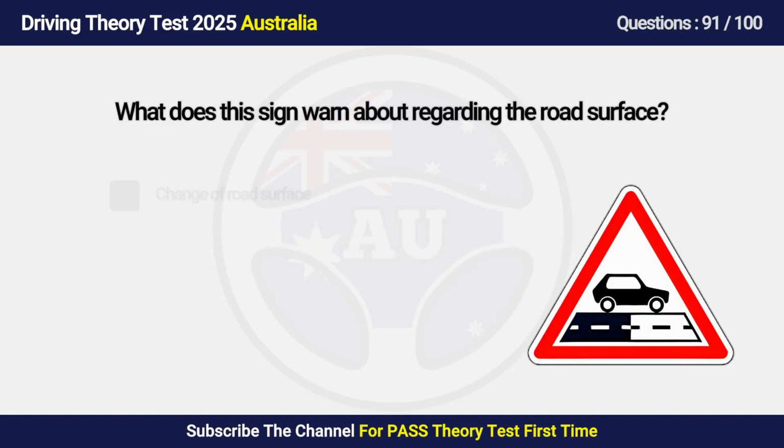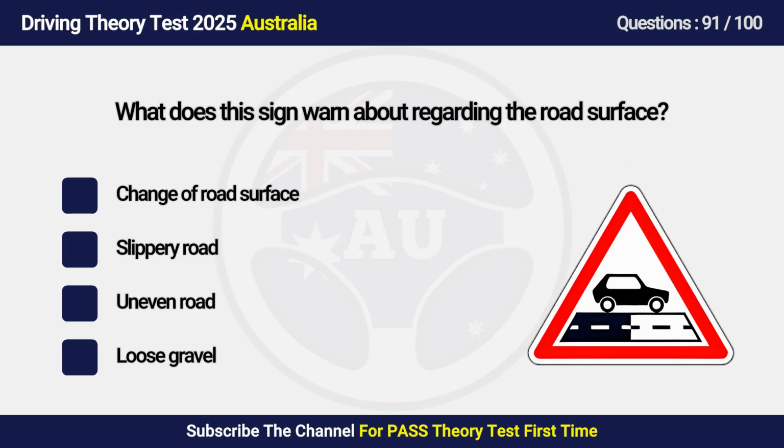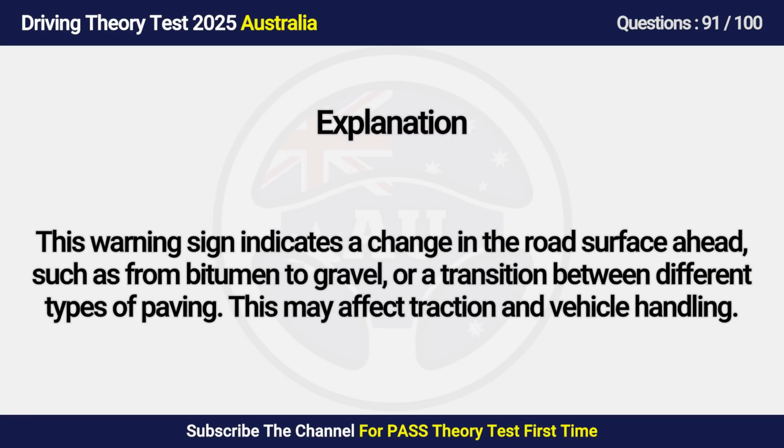Question 91. What does this sign warn about regarding the road surface? A, change of road surface. B, slippery road. C, uneven road. D, loose gravel. Answer is A, change of road surface. This warning sign indicates a change in the road surface ahead, such as from bitumen to gravel, or a transition between different types of paving. This may affect traction and vehicle handling.